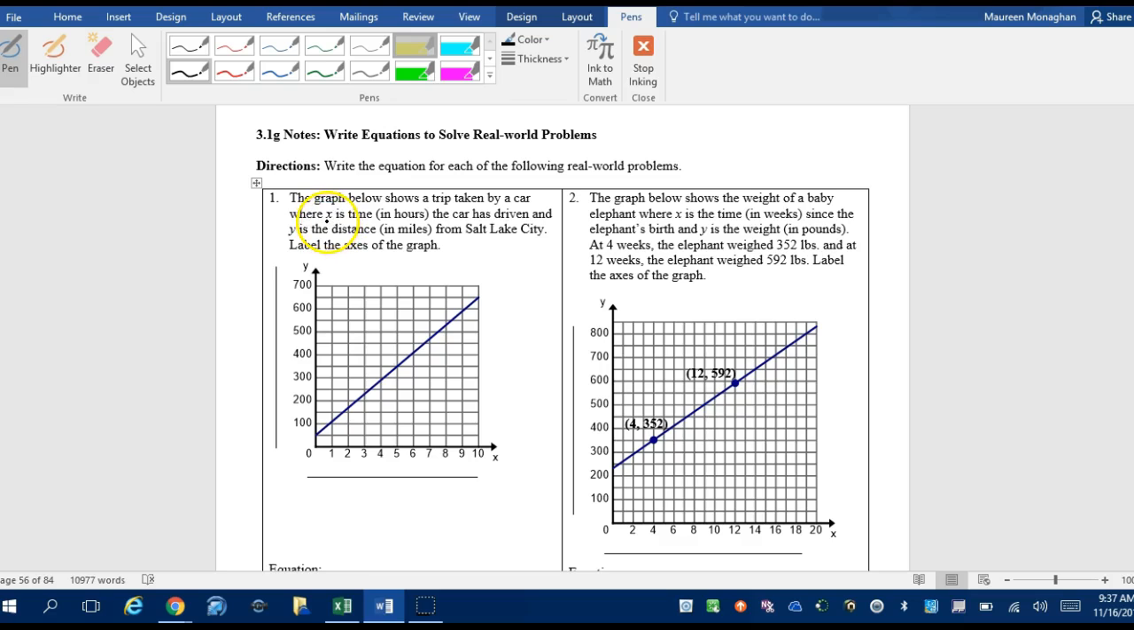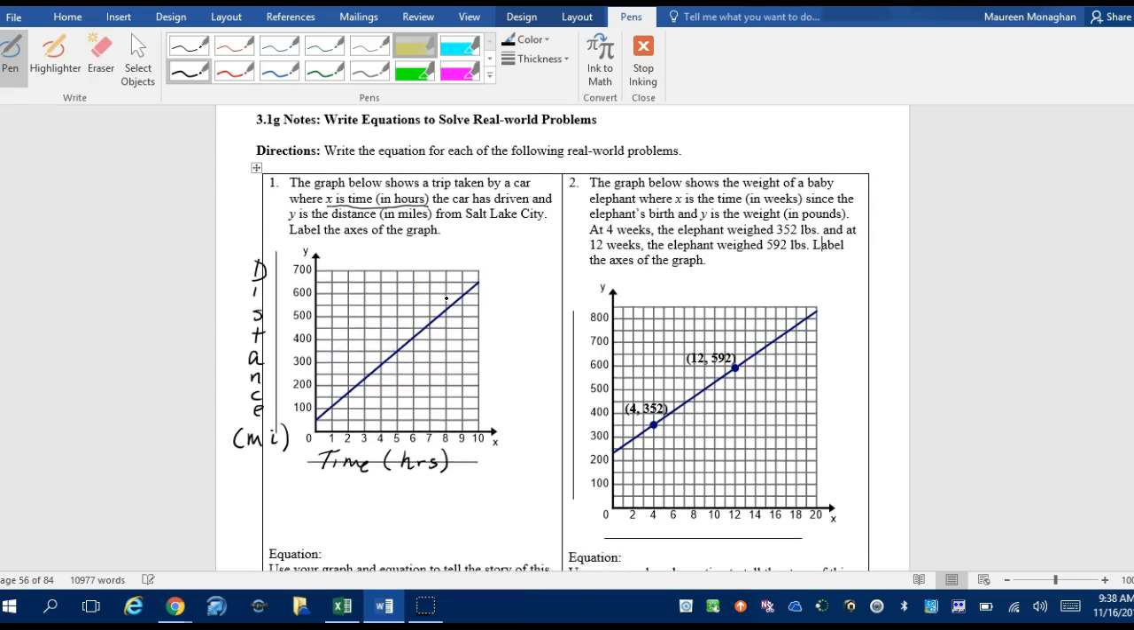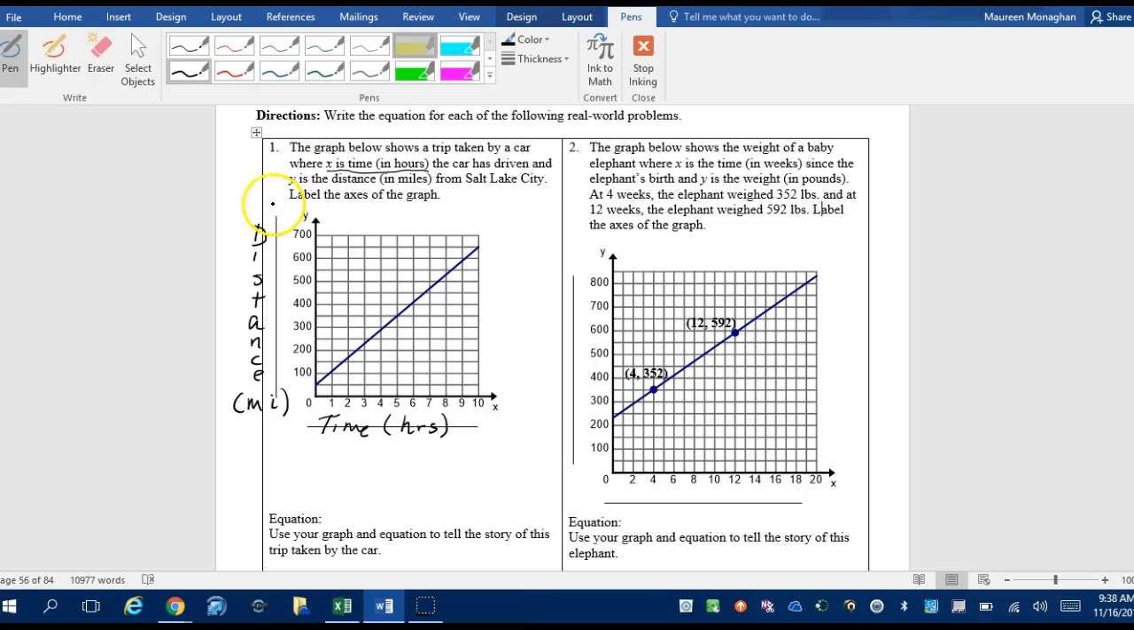Okay, well we can see x is time and we have to put in hours. So let's fill that in, time and hours. And then of course your distance is your y, and we have to be specific and put miles because we don't know if it's inches, feet, or what. Okay, and then we have to write an equation. So let's take a look here and let's find information.